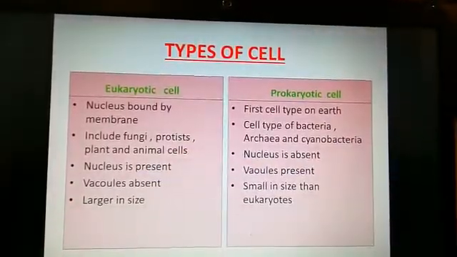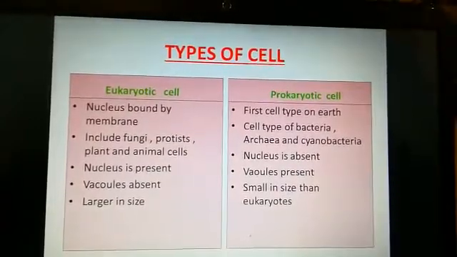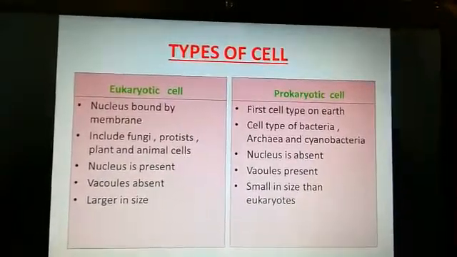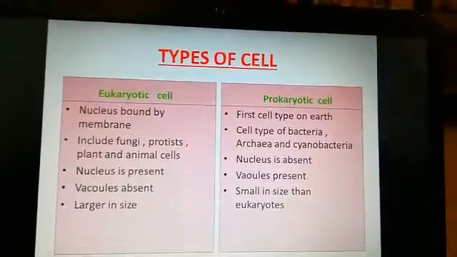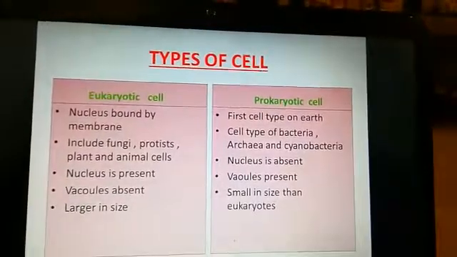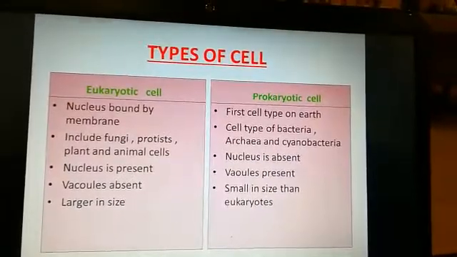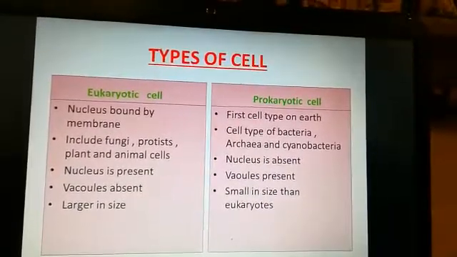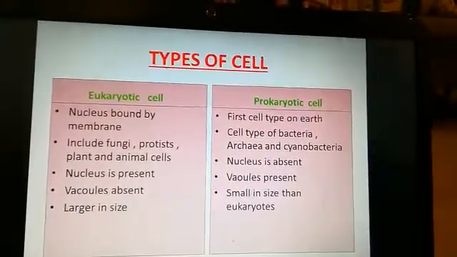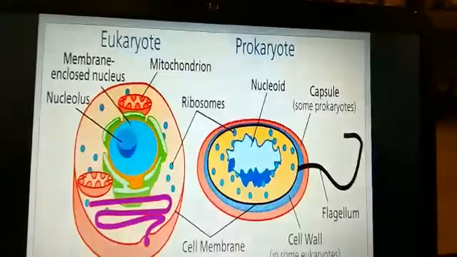Types of cells. There are two types of cell: eukaryotes and prokaryotes. Eukaryotic nucleus is bounded by a membrane. Prokaryotes are the first cell type on Earth. Eukaryotes include fungi, protists, plant, and animal cells, while prokaryotes are the cell type of bacteria, archaea, and cyanobacteria. In eukaryotic cells, nucleus is present, but in prokaryotes, nucleus is absent. In eukaryotic cells, vacuoles are absent, but in prokaryotes, vacuoles are present. Eukaryotes are larger in size, but prokaryotes are smaller than eukaryotes.